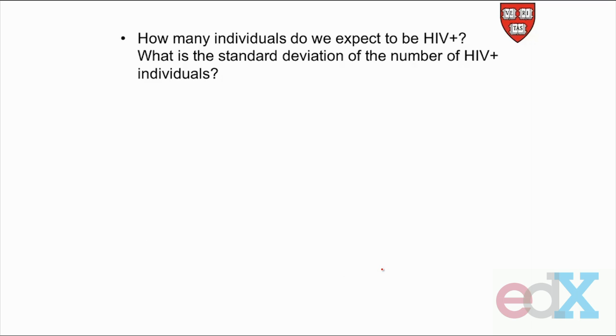How many individuals do we expect to be HIV positive, and what is the standard deviation of the number of HIV positive individuals? To do those calculations, we would say the expected value of X is equal to N times P, which is equal to 500 times 0.178. And doing that calculation, we find that we would expect on average 89 individuals to be HIV positive.